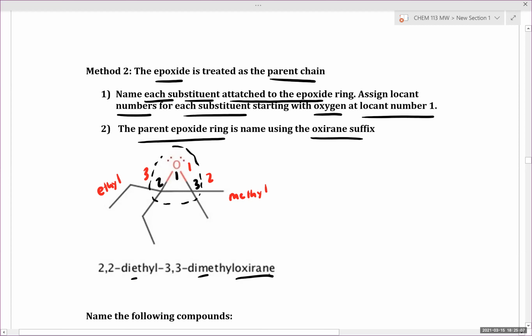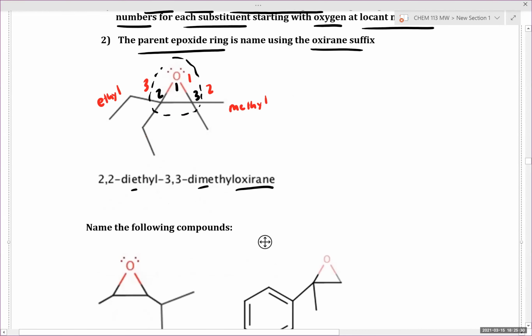Does that make sense? Perfect. Did someone have a question? I just noticed someone is unmuted and I just want to make sure I'm able to hear if they have a question. Okay, so let's try to apply what we've learned now.